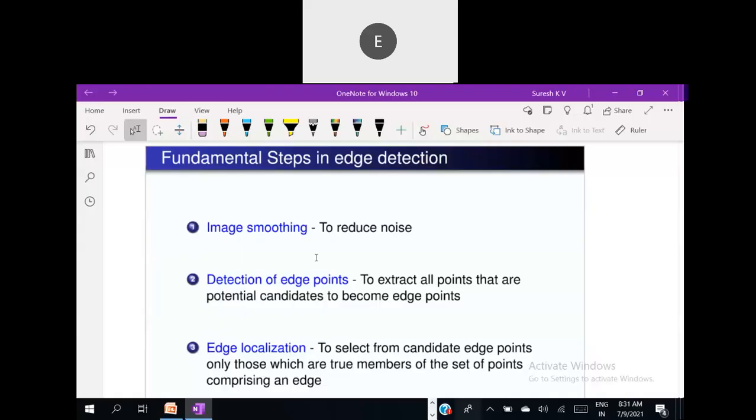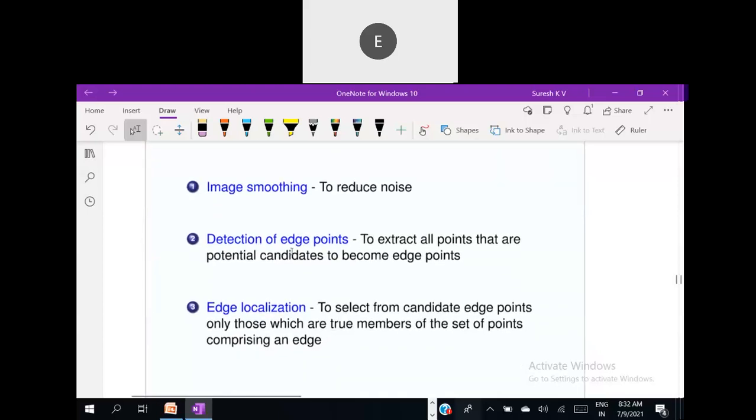So now let us see how we can detect edges. Just now we understood that noise is going to affect the segmentation, so it's better to remove that noise. The first fundamental step that we follow in edge detection is to first reduce the noise. For this you can use any type of filter that you have already studied in the previous unit, that is image restoration. So apply smoothing first so that the noise is removed.